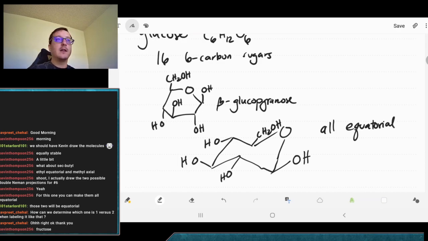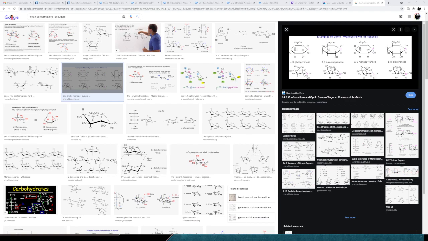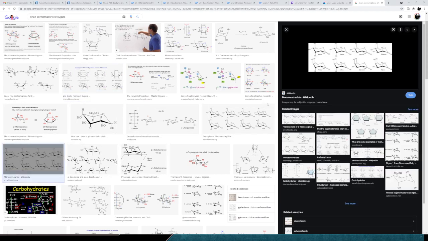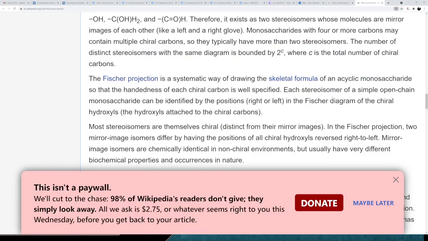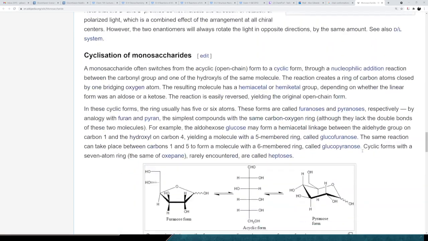Actually, let's go ahead and look at chair conformations of sugars. Let's see if we have some good images here. These are all glucose. Aha! These are kind of ugly, but suffice it to say, let's look at Wiki or Google for a second. Let's put that up. Cool. Okay. Oh, here, let's look at this one. Here are all these different sugars. Oh, look, they're even on Wikipedia. Perfect. Okay, let's zoom in. Oh my god. I'll donate later. Stop yelling at me. Okay.